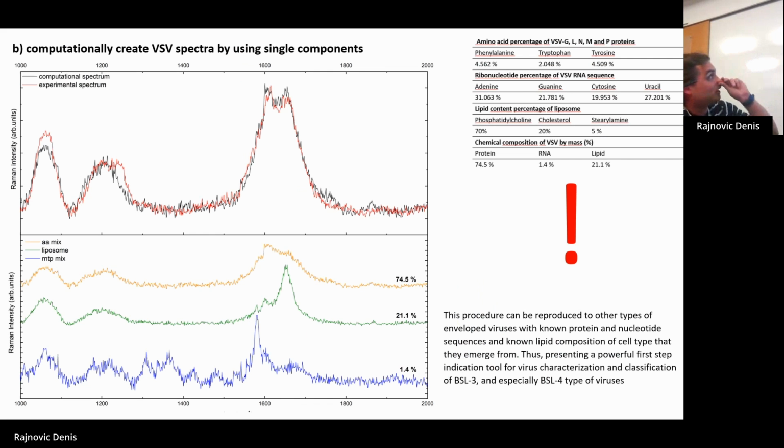The next step was now artificially, or let's say computationally, to create VSV spectra by using single components. So in the lower panel, I grouped the single components in 3 groups: amino acid, lipid part, and nucleotide part. Once I group them, I again multiply with their total mass percentage per virion. When I average them in the upper panel, I almost got a perfect match, perfect overlap.